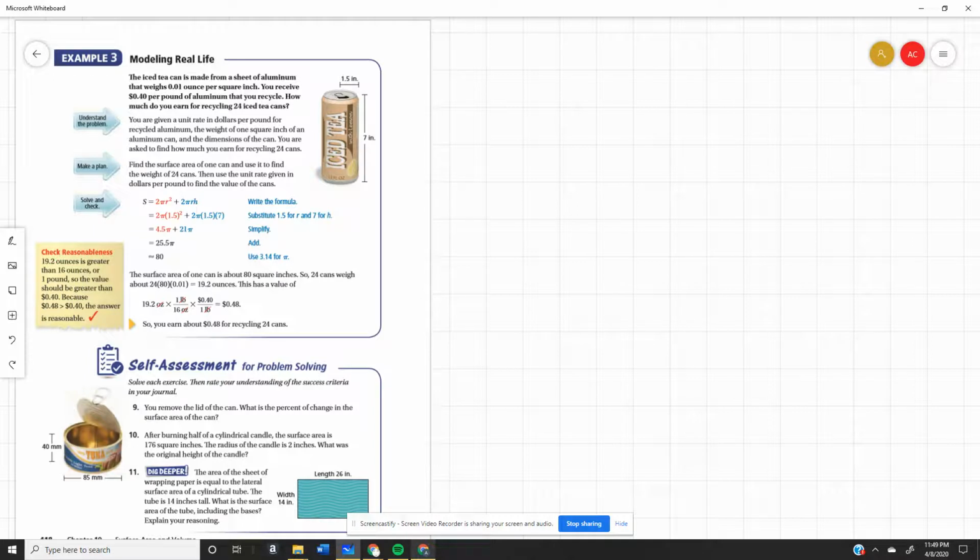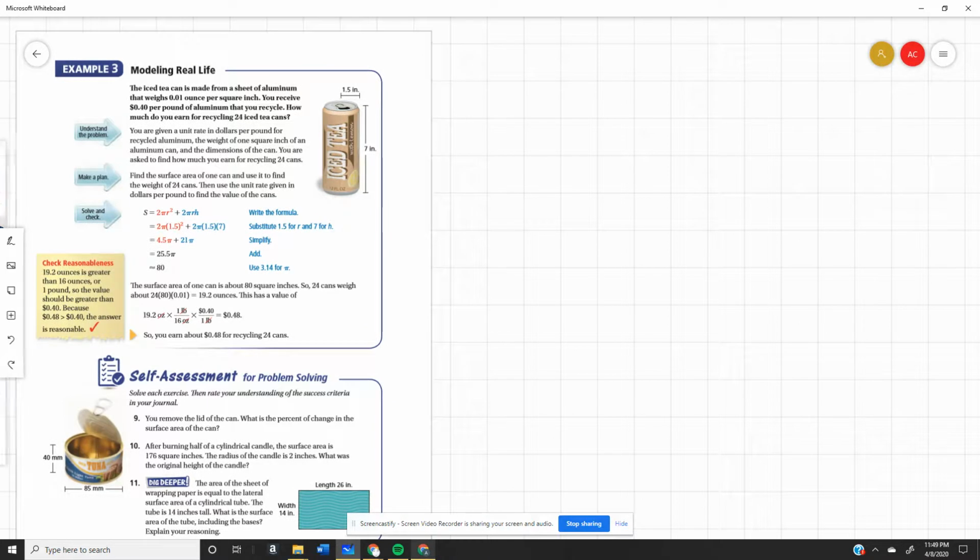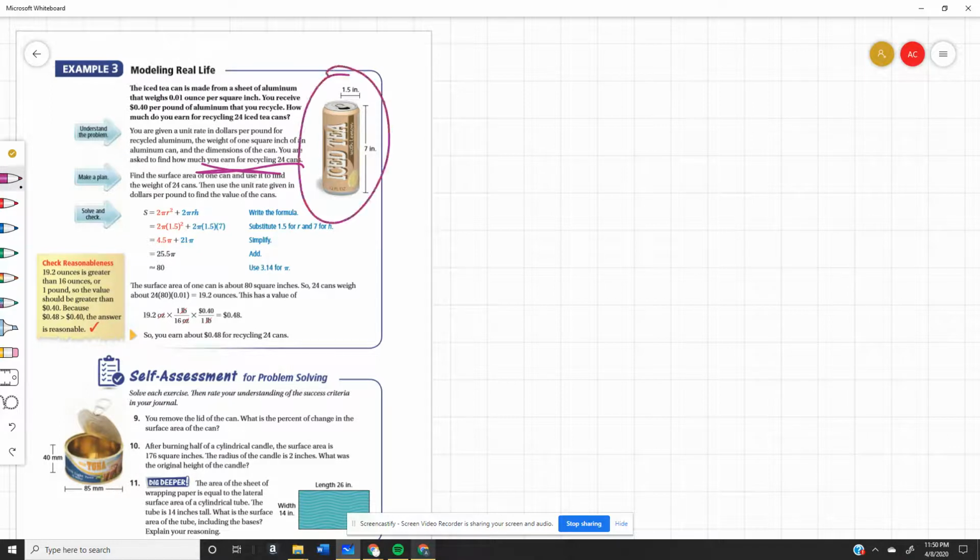Okay? You are asked to find how much we earn for recycling 24 cans. So that's how much do we earn? That's our goal there. That's what we want to find, how much we earn. So the first thing we're going to do is find the surface area of 1 can and then use that to find the weight of 24 cans. So let's start there. We want to find the surface area of this total can.